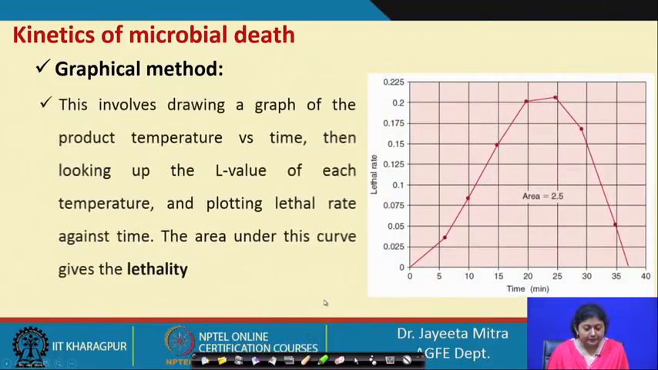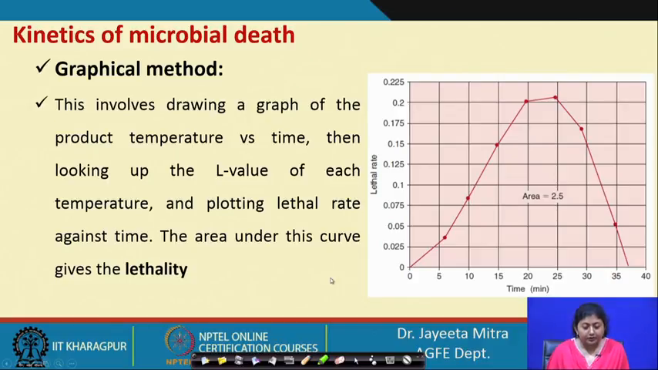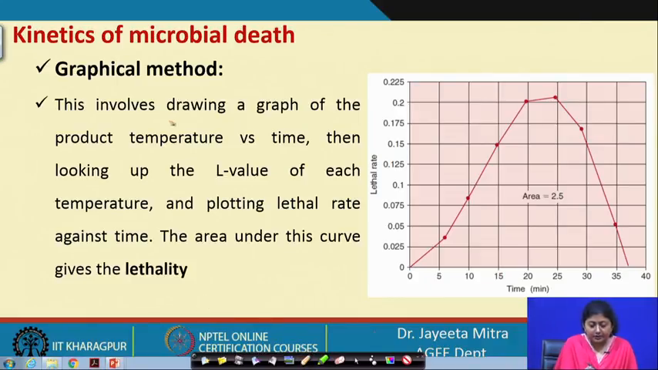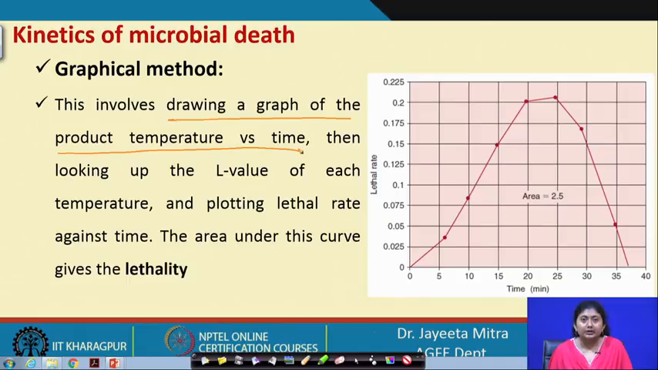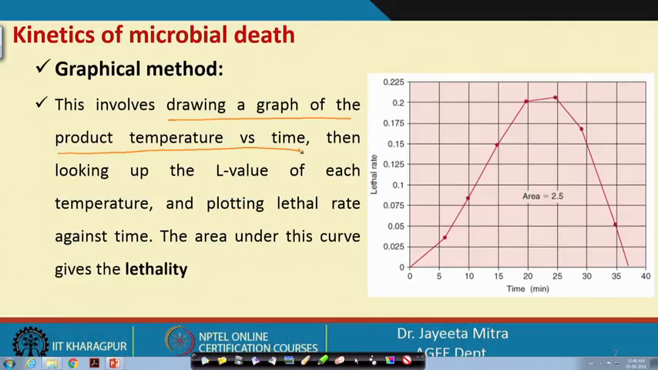So, what we do is, first we will draw a graph of the product temperature versus time. So, the first step is drawing a graph of the product temperature versus time. Now, this temperature will be changing with respect to time, as initially heating, then holding, and then the cooling period will be there. So, it will change with time. After that we will calculate the L value for each temperature.